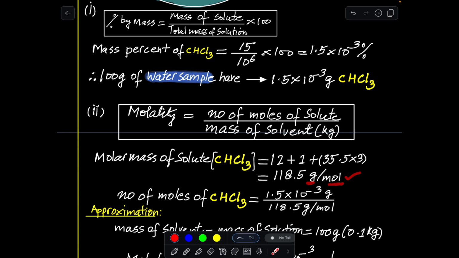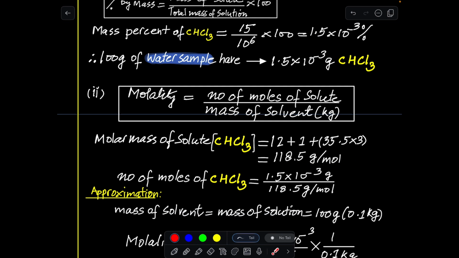Now, next we will calculate the number of moles. So, mass we have calculated here. Therefore, this mass divided by the molar mass, you will get the number of moles. So, we'll simplify this later on.